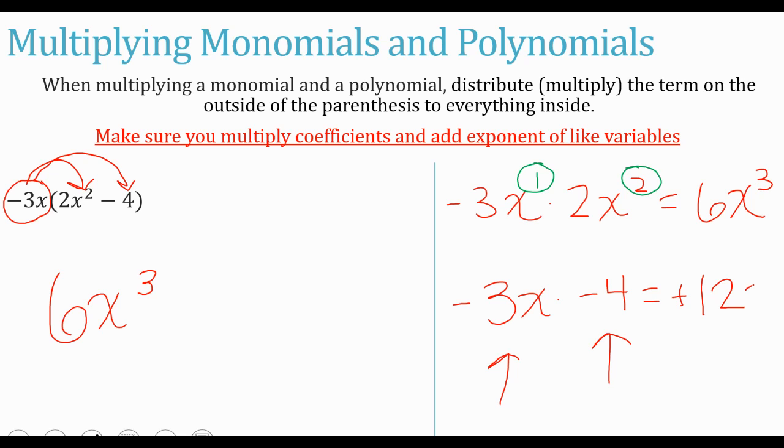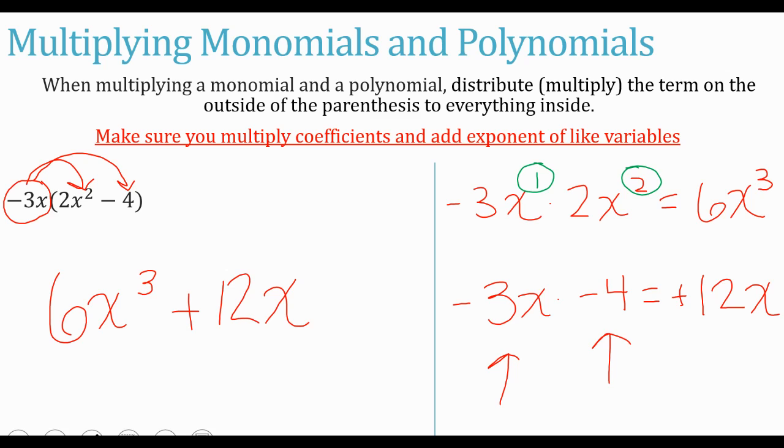So that means we just bring that x over. We don't add any exponents because we don't have any exponents to add to it. You're going to just leave it alone. And that's going to be the second term in our final answer.